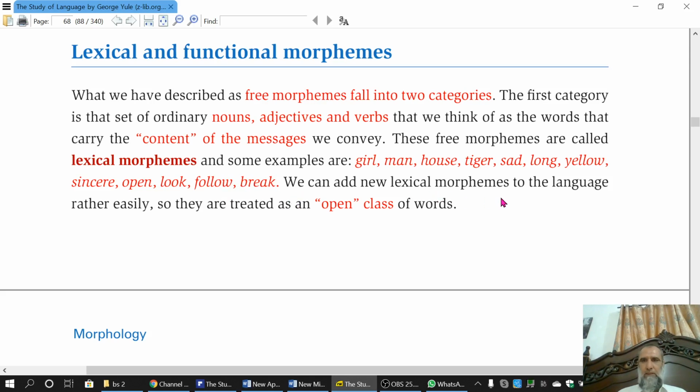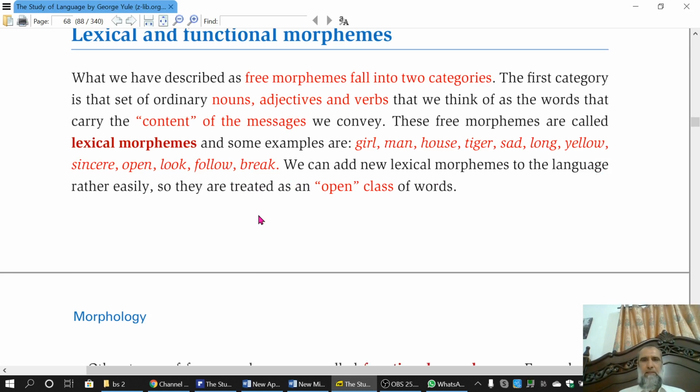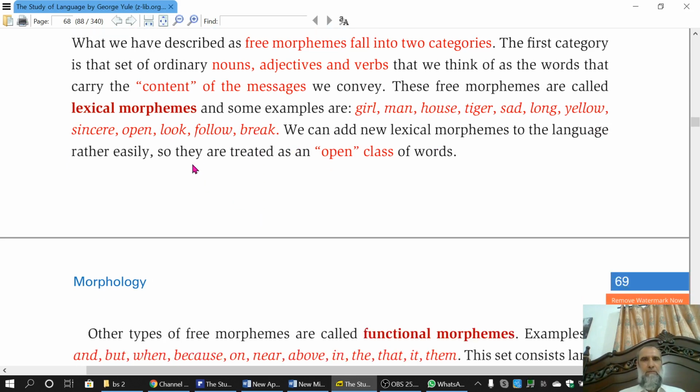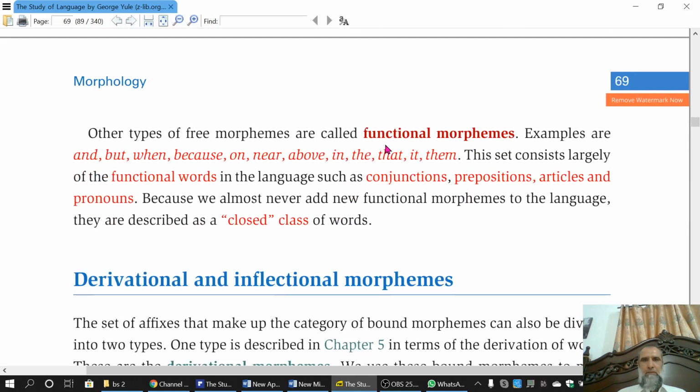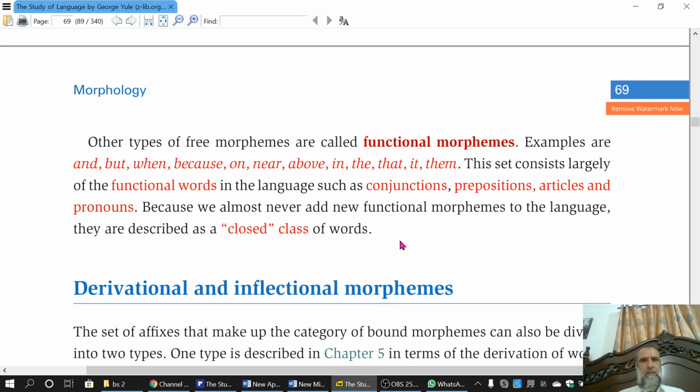We can add new lexical morphemes to language rather easily. So they are treated as an open class of words. Other types of free morphemes are called functional morphemes. Examples are these. This set consists largely of functional words, such as conjunctions, prepositions, articles and pronouns, which perform a grammatical function in the language. Because we almost never add new functional morphemes to the language, they are described as a closed class of words.